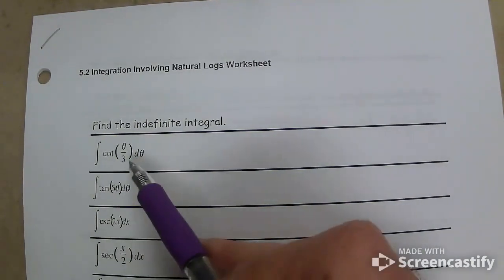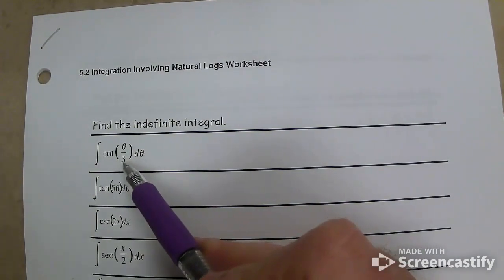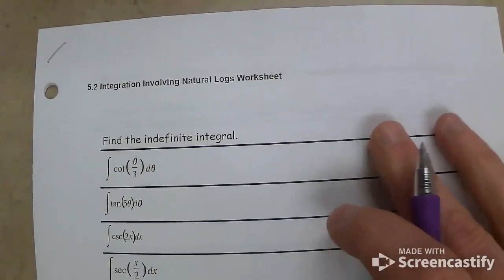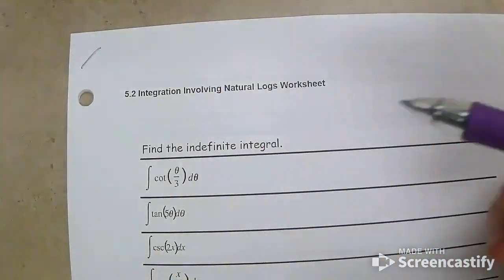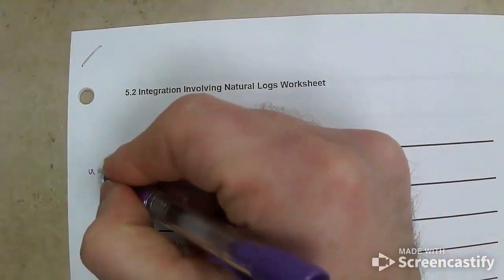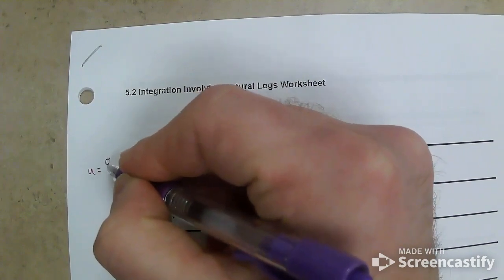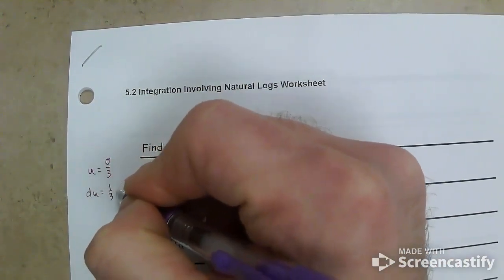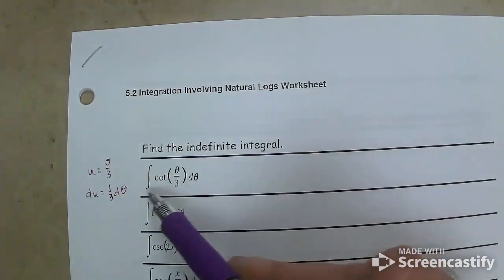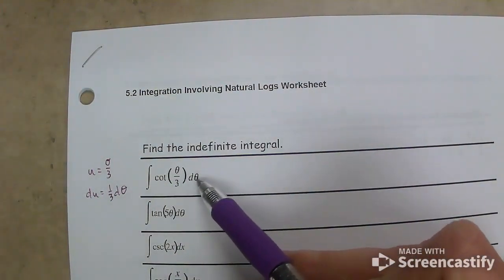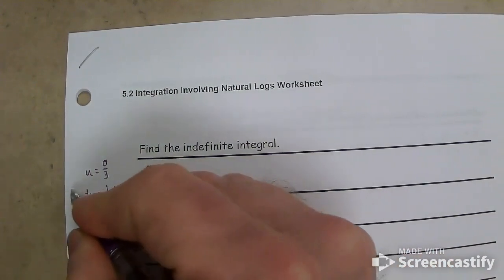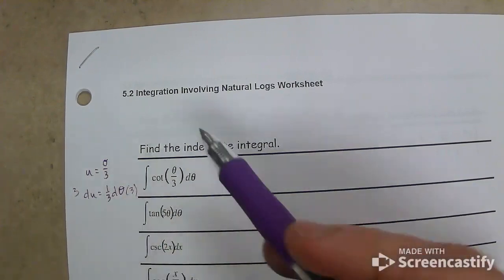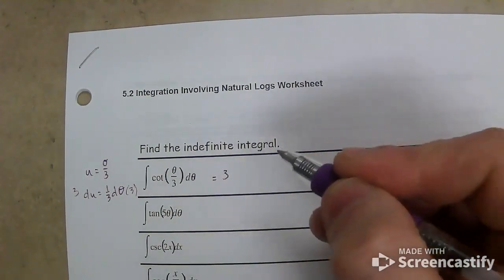You got to be able to compensate for this 1/3, which is going to be multiplied by 3. So I'm going to show you the u substitution one time, and then I'm going to just do it in my head. So if u equals theta over 3, then du equals 1/3 d theta. But I don't want to replace 1/3 d theta. I just want to replace d theta. So then I would multiply both sides by 3. So how do we compensate for that theta divided by 3? We got to multiply our integral by 3.